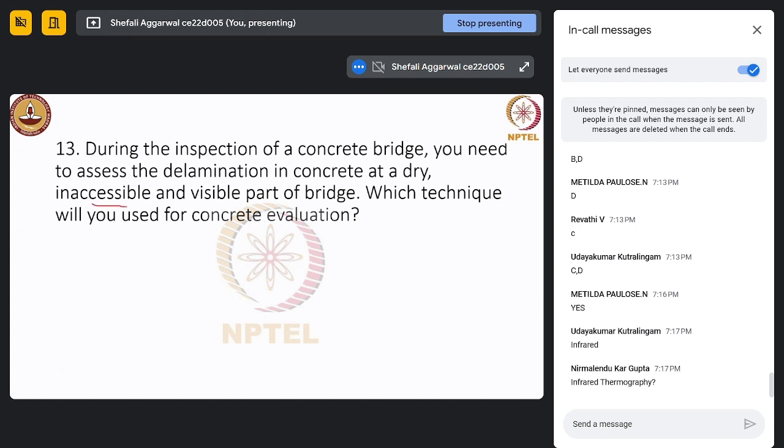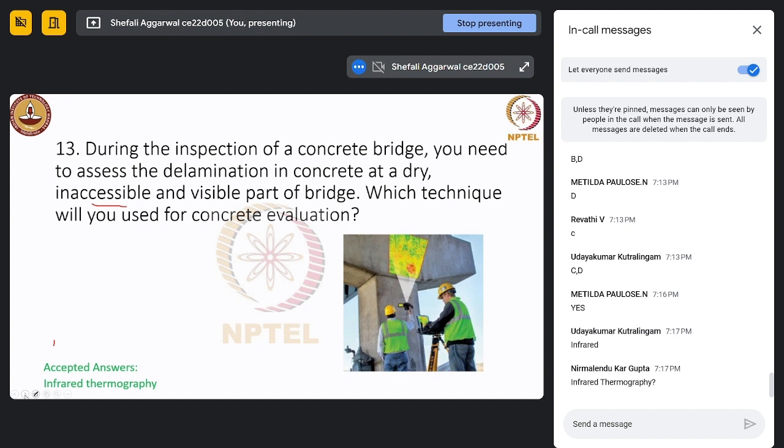It is an inaccessible area, so obviously we can't go and touch the concrete at that point. So it's the right answer. We will mostly use the infrared thermography test in such cases. Is it clear?